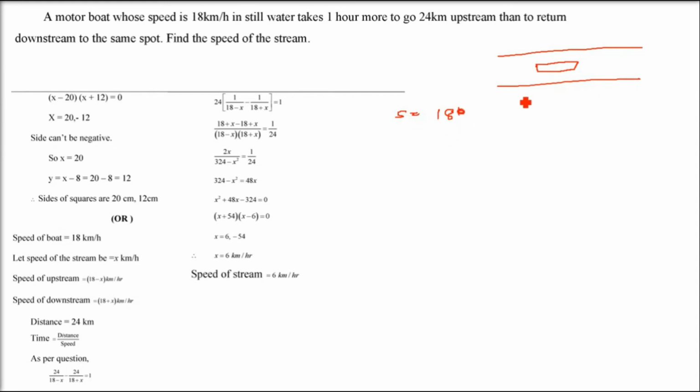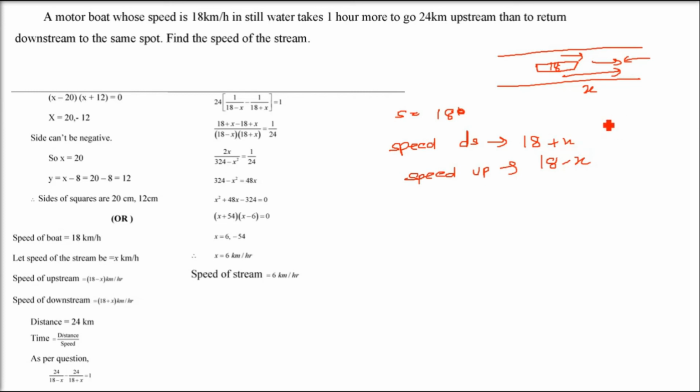That is when the water is not moving. But when the water is moving, there is a stream. Let us assume x is the speed of the stream. When the boat goes downstream, the stream helps it, so the speed will be 18 plus x. When it is coming back, the stream is in the opposite direction, so there will be a force against it. The speed will be lesser: the speed upstream will be 18 minus x. These two are clear? Okay.